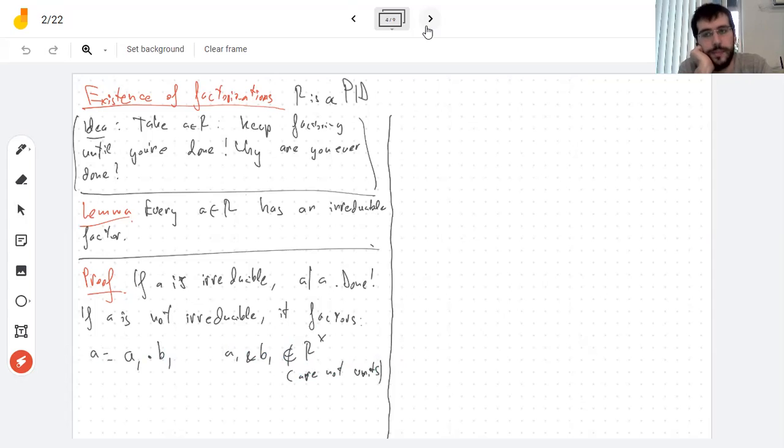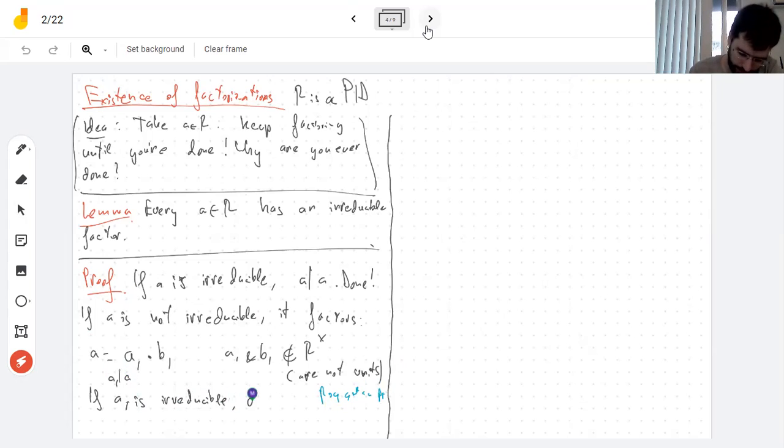So what do I do now? You can factor A1 and B1. Well, either I can or I can't. If I can't, I'm done. Exactly. Very good point. If A1 is irreducible, I mean, notice that A1 divides A, so it would be an irreducible factor of A. If it's not, there's going to be some A2 that divides A1, but A1 does not divide A2.